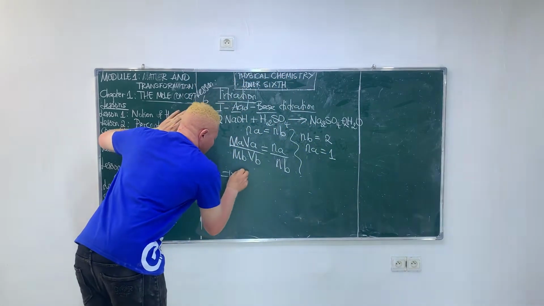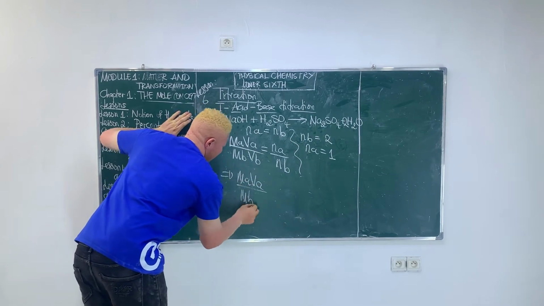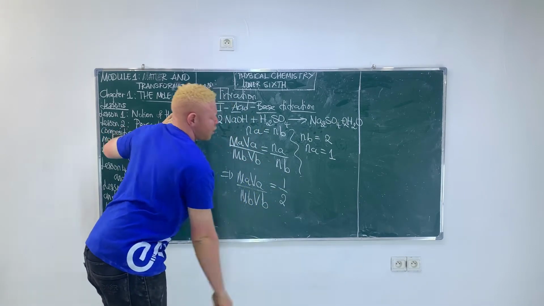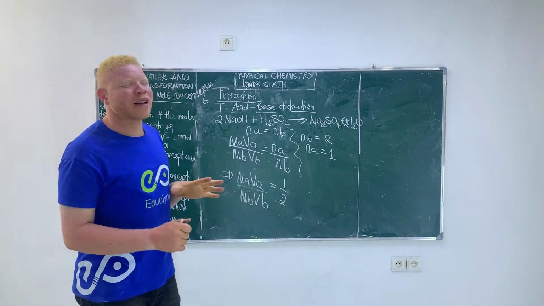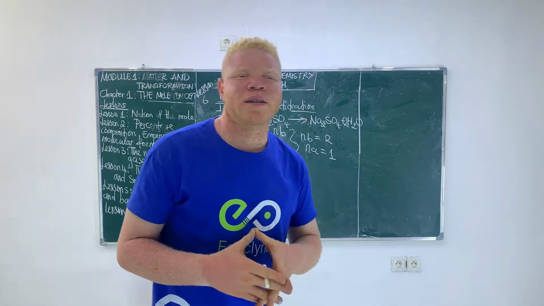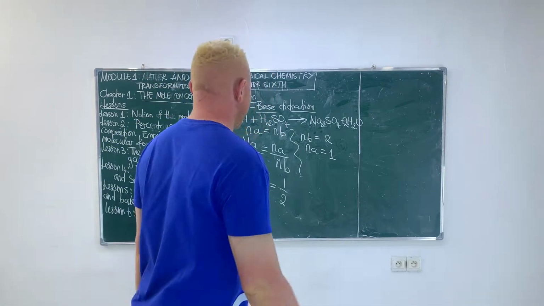Apply the formula: molarity of acid times volume of acid, divided by molarity of base times volume of base, equals 1 over 2. From here, you can make the molarity of acid the subject of the formula, or the molarity of base. We're going to take an example.